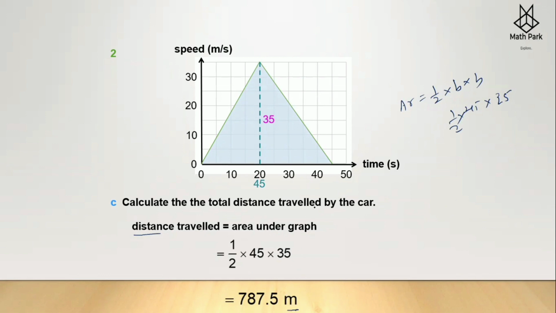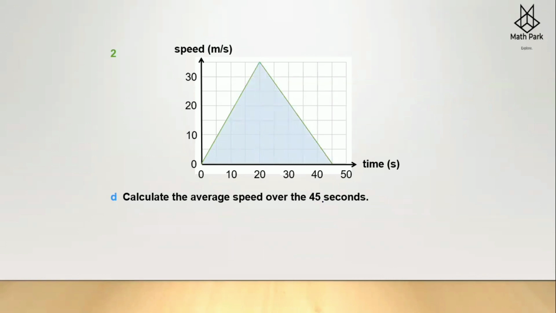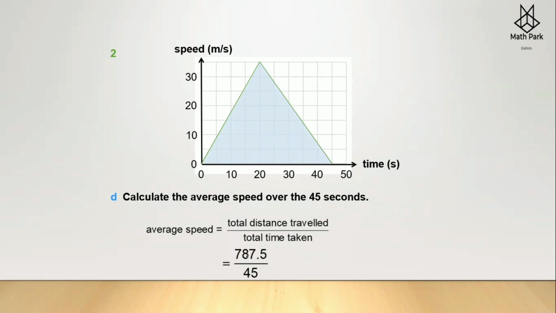The next question, it says calculate the average speed over 45 seconds. Now, speed is distance upon time. Distance we have just calculated, which was 787.5 divided by 45. And this is what we get, 17.5 meter per second, which is the average speed.